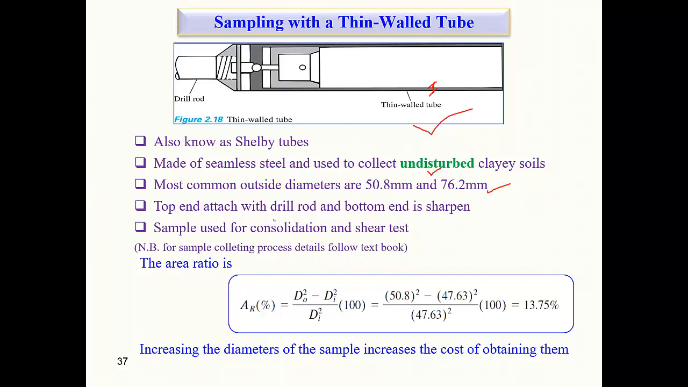Top end attached with a drill rod and bottom end sharpened. So you can see this one is connected with the drill rod, right? So here is the attachment. You can see these are the connections, and this edge is very sharp. If I draw the sharp side, it will look like this. This is very sharp. And the sample is used for consolidation and shear tests. Definitely we know if the sample is undisturbed, we can use it for consolidation and shear tests, right? Yes, sir.